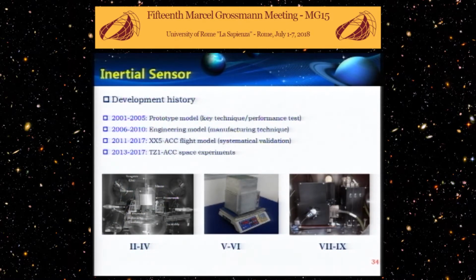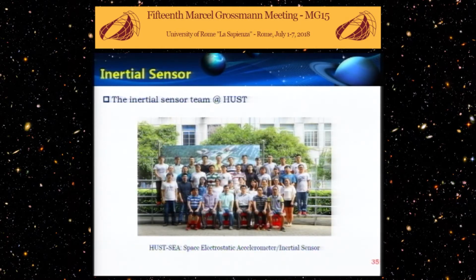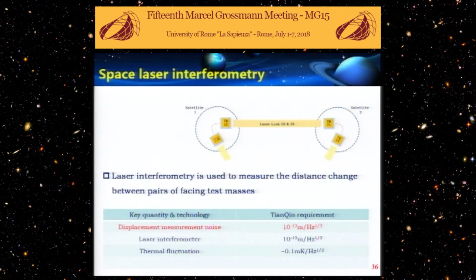We started this work after the last Gravitational Wave meeting. I met with Lofeli, and once I came back, I tried to get a grant. So this was started in 2001. We have already launched twice to check our inertial sensor. And this is the inertial sensor group at Huazhong University of Science and Technology in Wuhan, where I worked for more than 30 years.